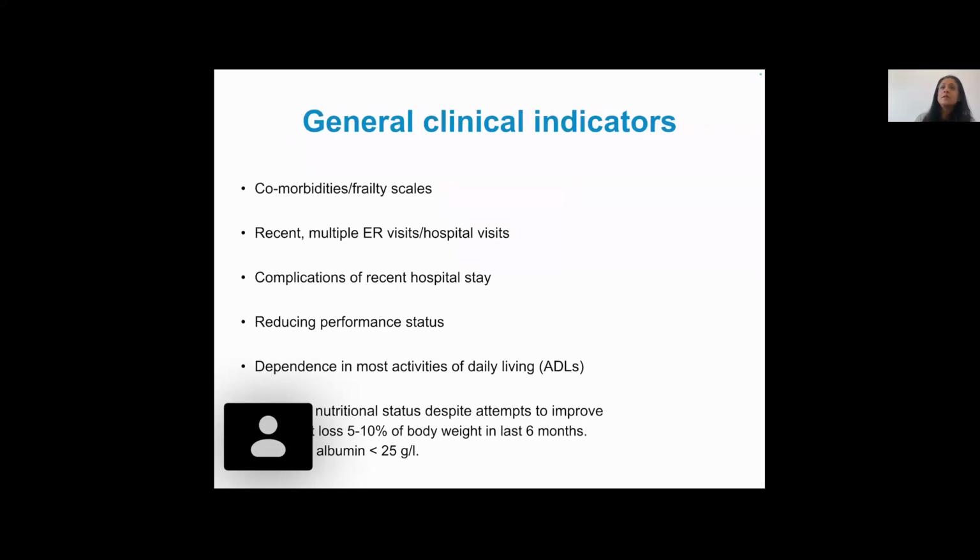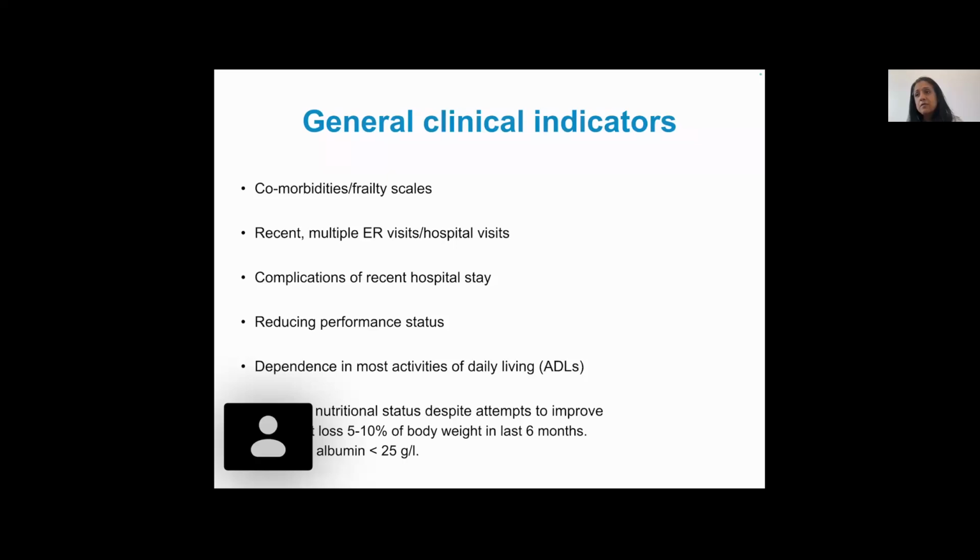General clinical indicators we can use as healthcare professionals. What we're doing when we're assessing you, saying you have clinical indicators, is looking at if you have other things that make you more sick or make you more frail, if you've had to go to the hospital multiple times, if there have been multiple complications during that hospital stay that have resulted in a longer hospital stay, if you can do less, and if you need help or if you have dependency on help for the majority of your independent activities. Examples are dressing, bathing, eating, the core things that you need to be doing.